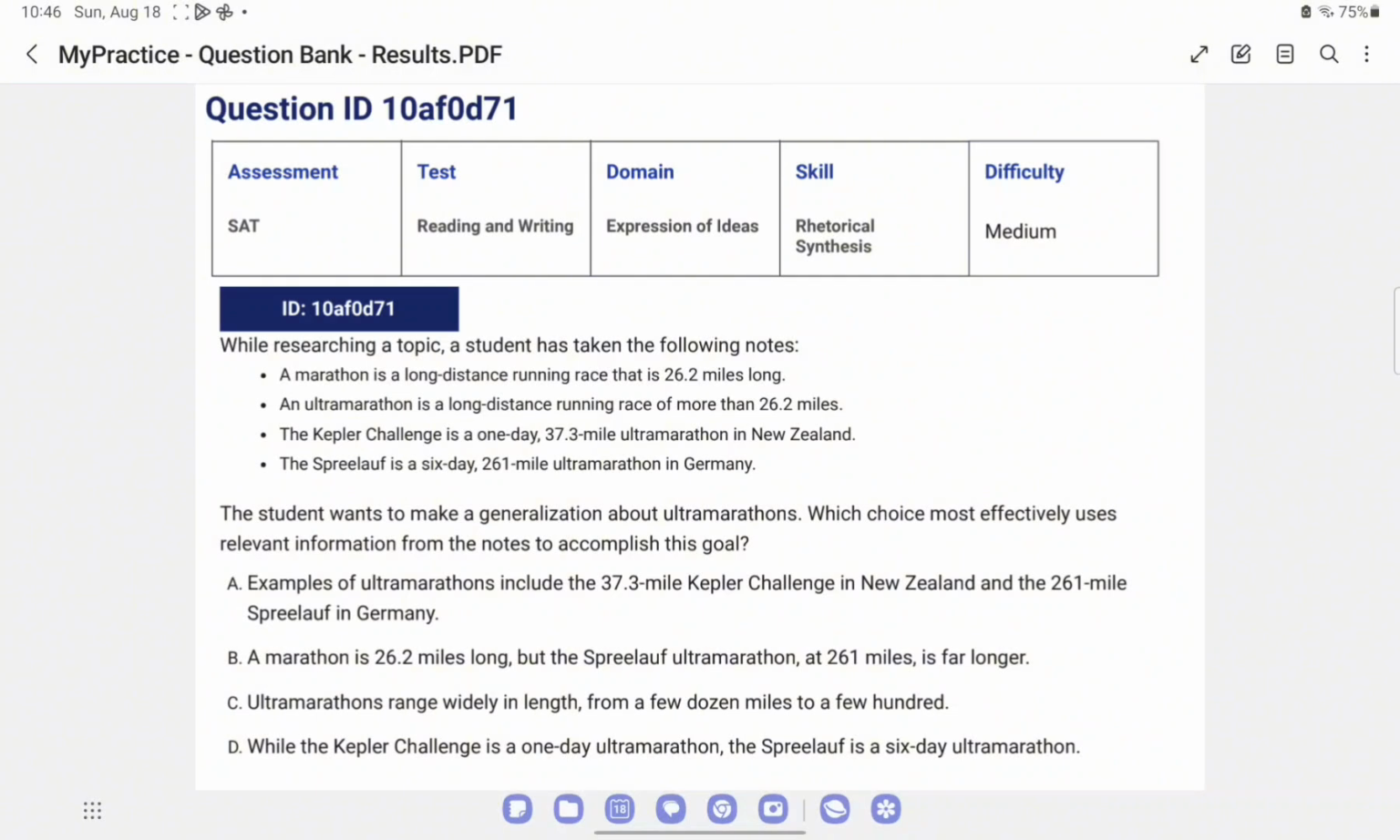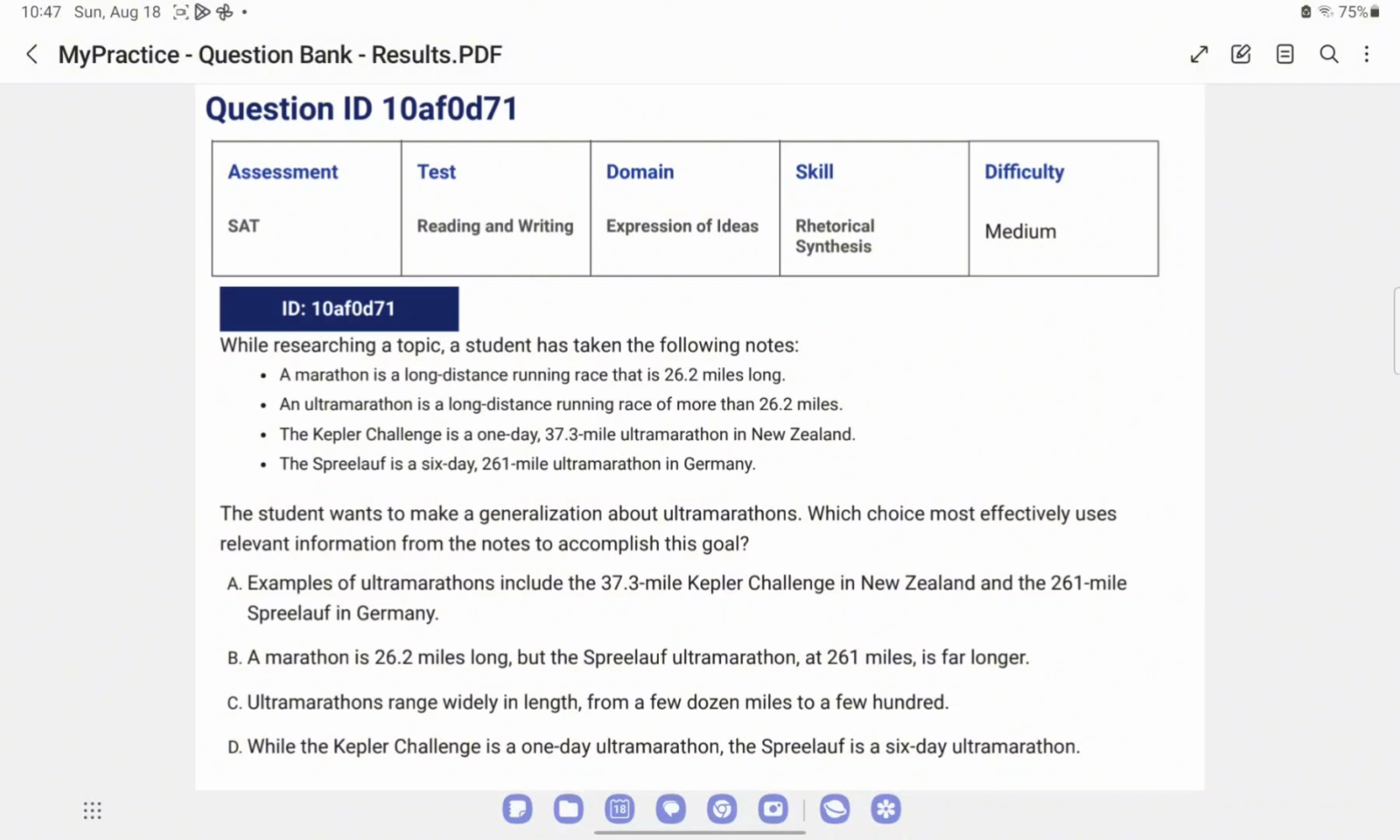So another tip for reading and writing: you have to remember that the reading and writing section on the SAT is a lot more objective than some people would think, because it's English, but it's objective, okay? So we can try to figure out why the other answer choices are incorrect instead of just trying to look for the one that works the best.